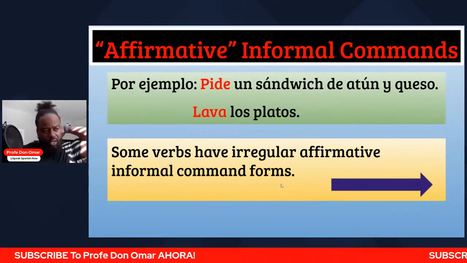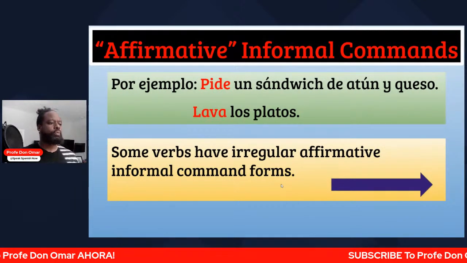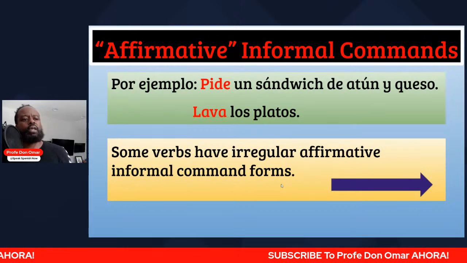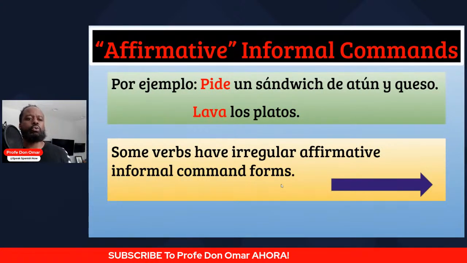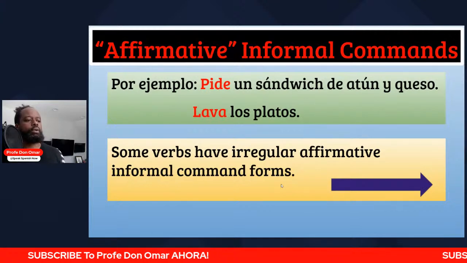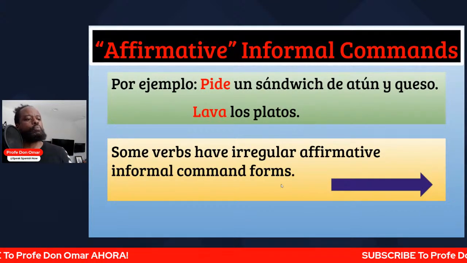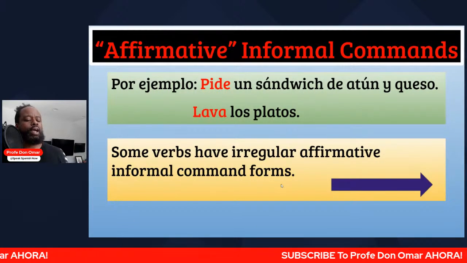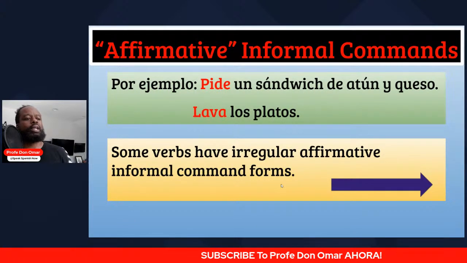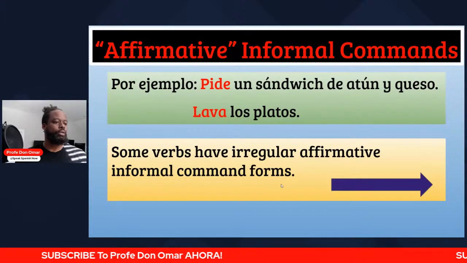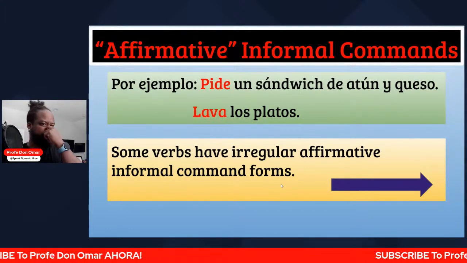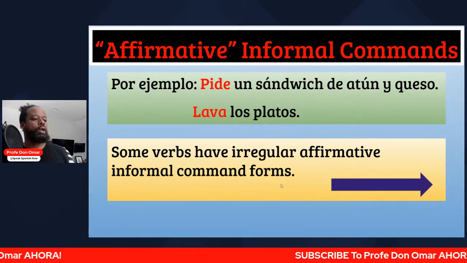All right, so let's look at an example here. Por ejemplo, all right, for example, pide un sándwich de atún y queso, okay? Pide un sándwich de atún y queso. This is a command here, okay? We're telling that person, if you remember what we looked at on the previous slide there, pide un sándwich de atún y queso, ask for a tuna and cheese sandwich or order a tuna and cheese sandwich, all right?